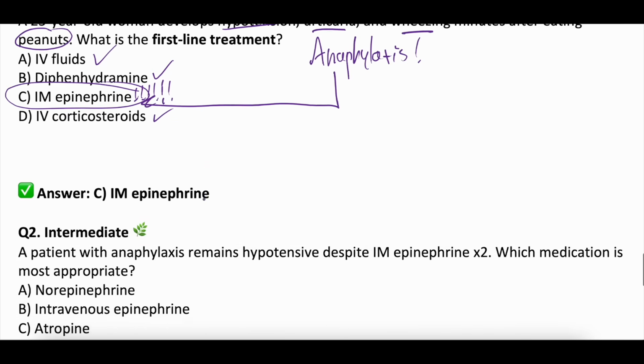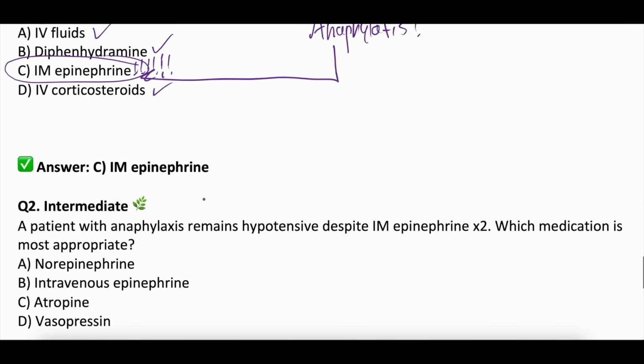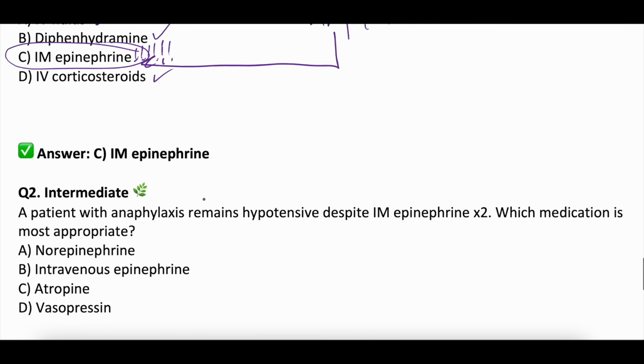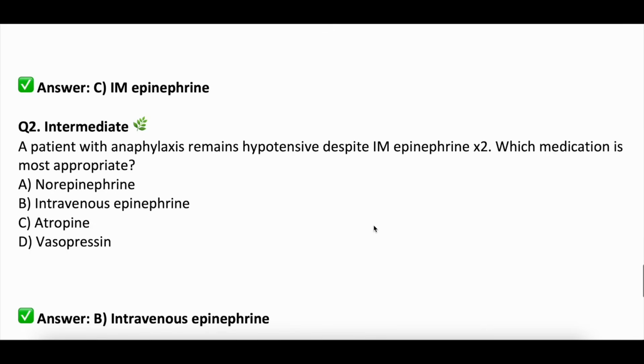Okay, question 2, intermediate. A patient with anaphylaxis remains hypotensive despite intramuscular epinephrine times 2. Which medication is most appropriate? A, norepinephrine, B, intravenous epinephrine, C, atropine, or D, vasopressin. Pause here if you need to. The correct answer is B, intravenous epinephrine.